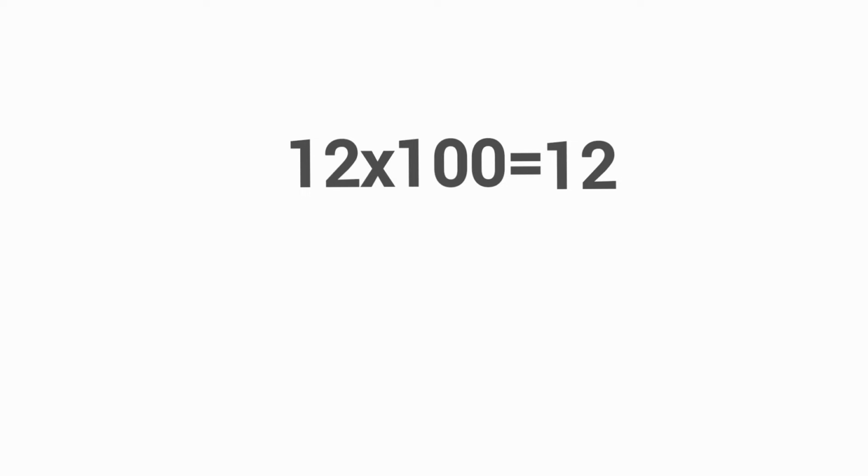And 10 times 100, we first write 10, then add 2 zeros, making it 1000. Even 12 times 100, you write 12, then add 2 zeros for it to become 1200. Let's move on to multiplication by 5.